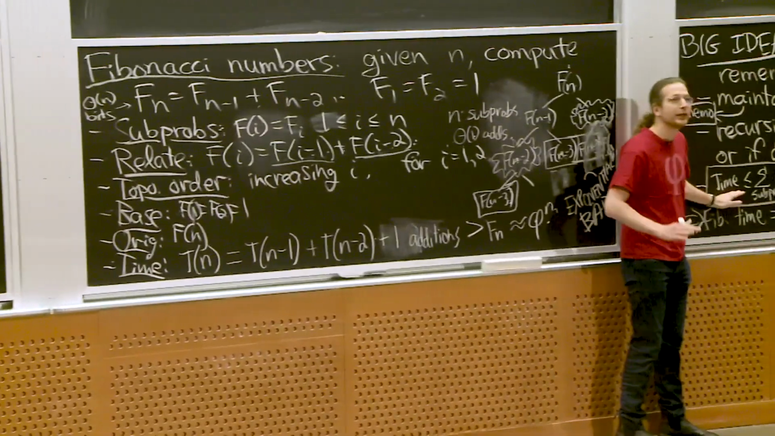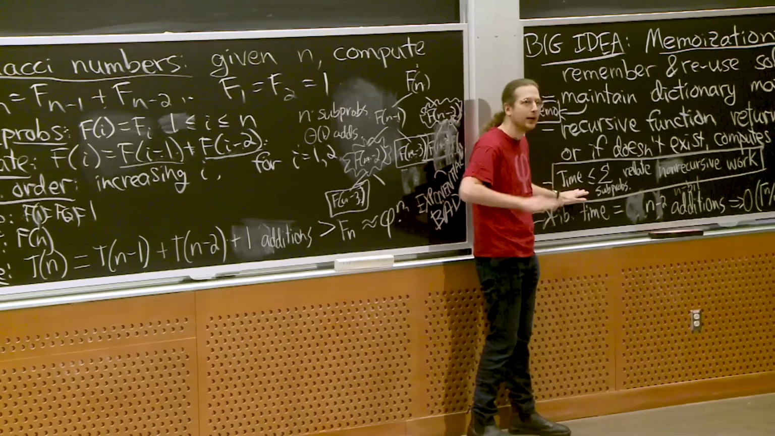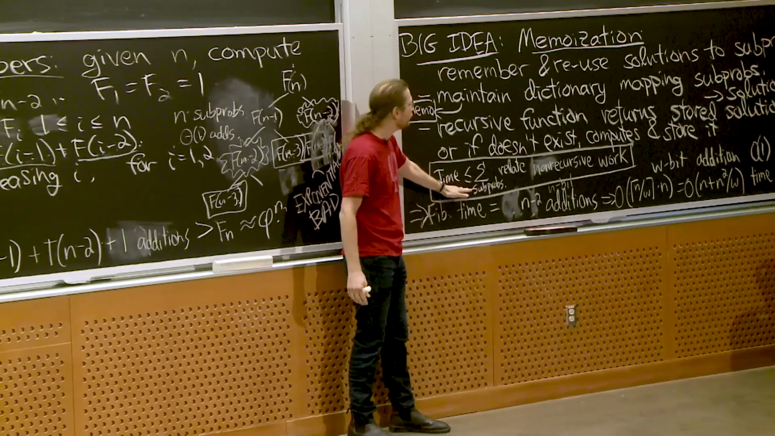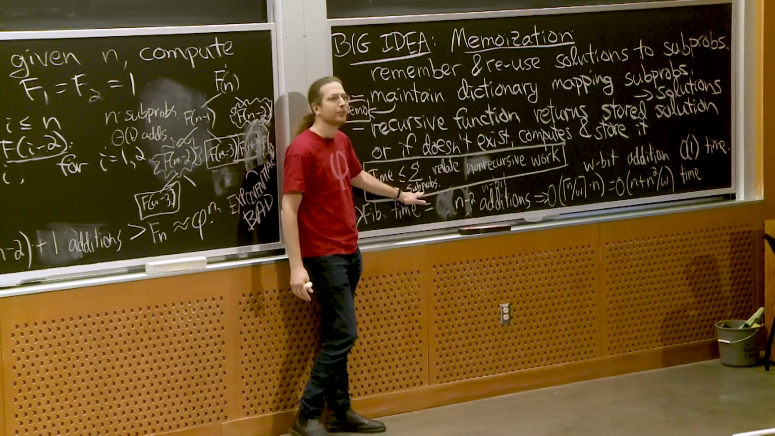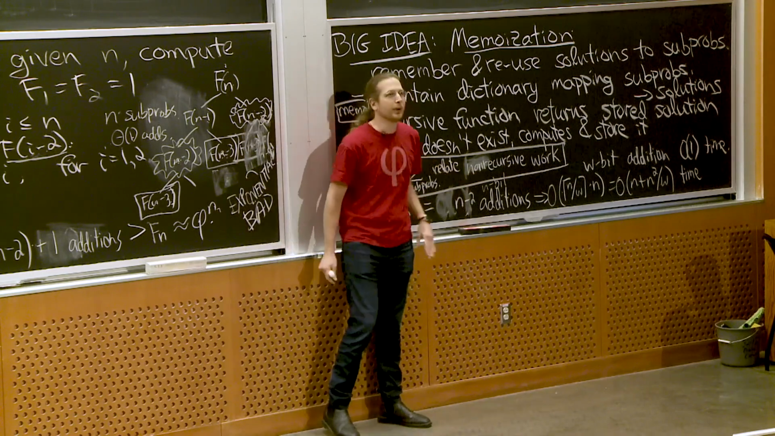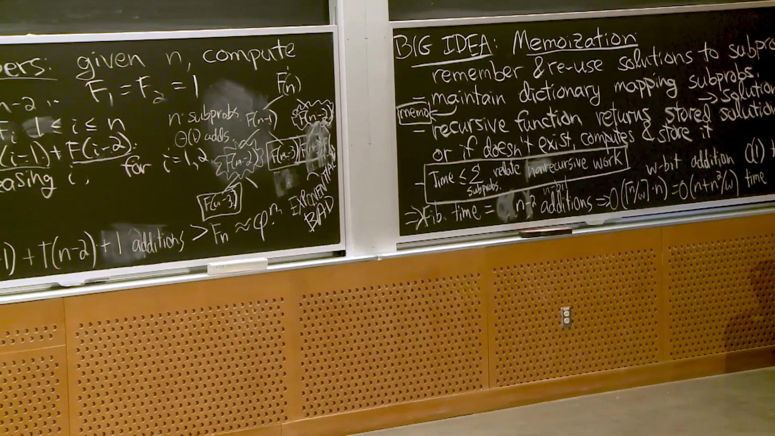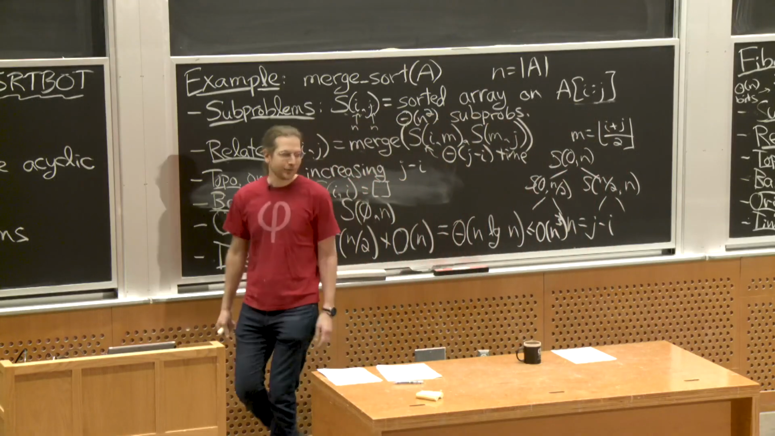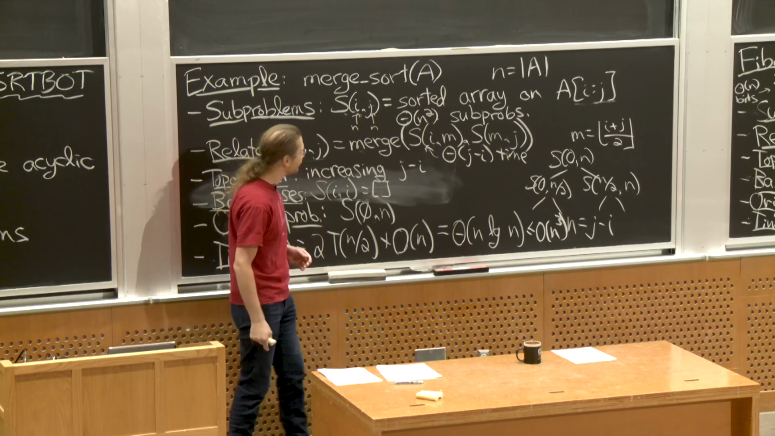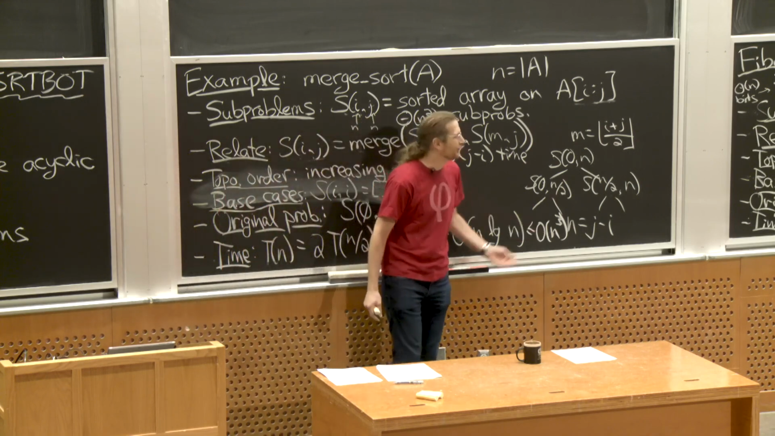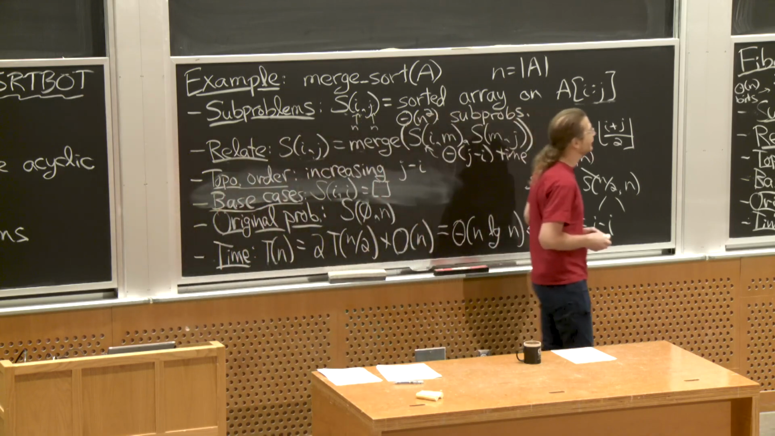Especially if you just want to get a polynomial upper bound, and then you can try to optimize it later. This will give you a polynomial upper bound as long as the number of subproblems is polynomial and the time per subproblem is polynomial. And indeed, n cubed is polynomial. It's not a great polynomial, but this is an alternate way to analyze merge sort. Obviously, don't do this for merge sort, but it illustrates the technique.